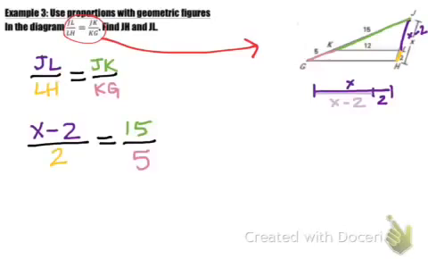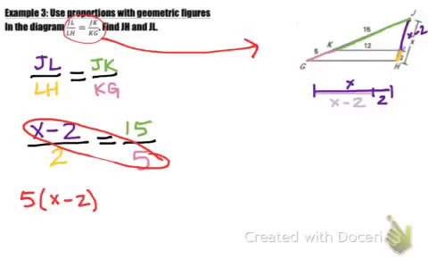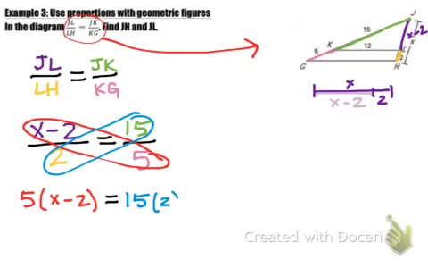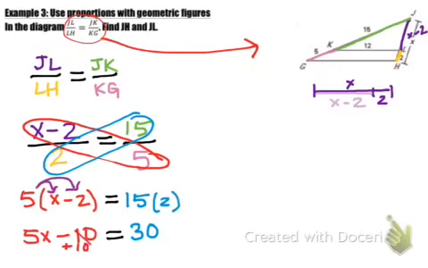So now I've set up a proportion, and in order to solve these proportions, I'm going to use cross product. So I will multiply 5 times the quantity of x minus 2, which is equal to 15 times 2. Now don't forget that when you're multiplying by a quantity, you'll have to distribute. So 5x minus 10 is my first quantity distributed, is equal to 15 times 2, which is 30. If I add 10 to both sides, then I get 5x is equal to 40.